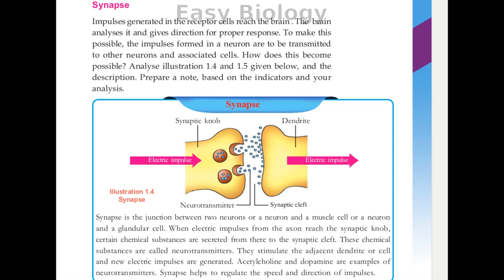And these chemical substances are known as neurotransmitters. And what are the functions of neurotransmitters? They stimulate the adjacent dendrite and new electric impulses are generated. The examples of neurotransmitters are acetylcholine and dopamine. What is the function of synapse? Synapse helps to regulate the direction and speed of impulses.